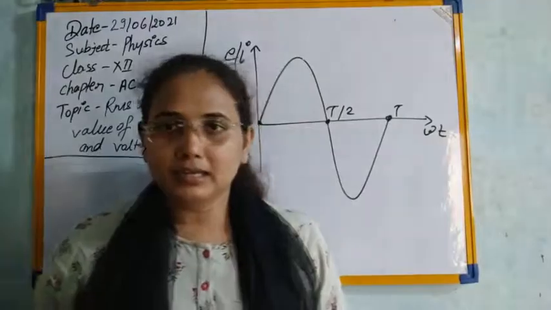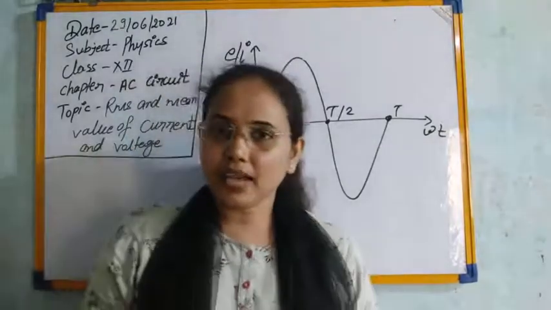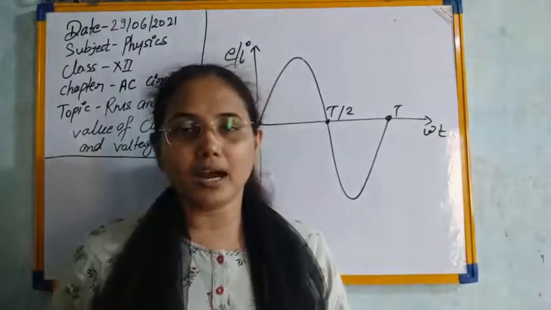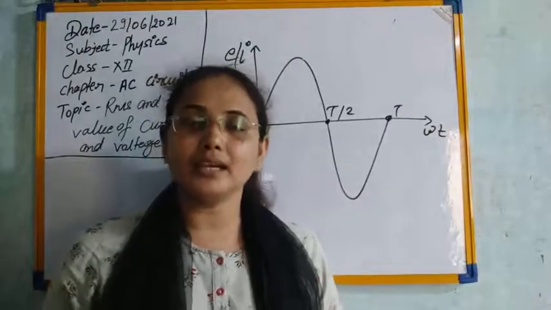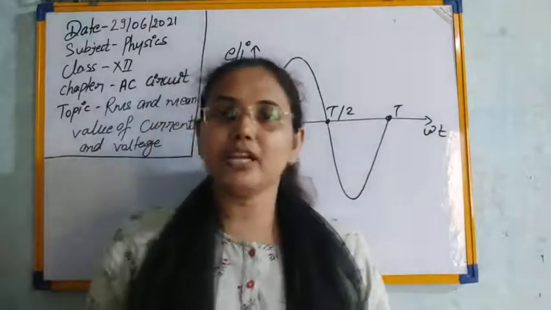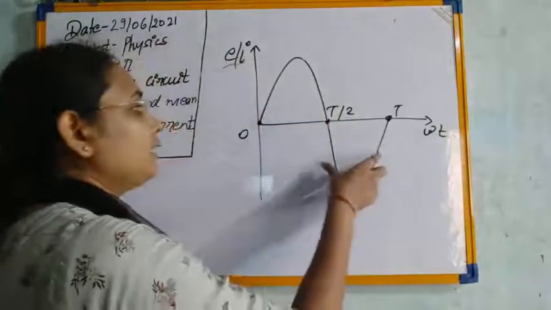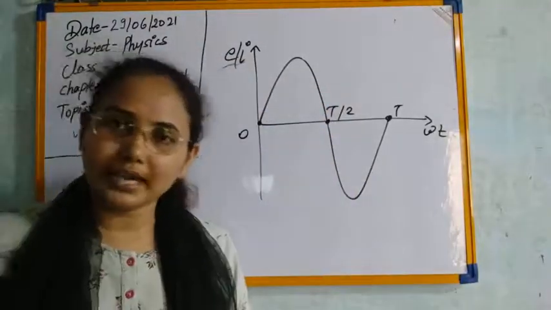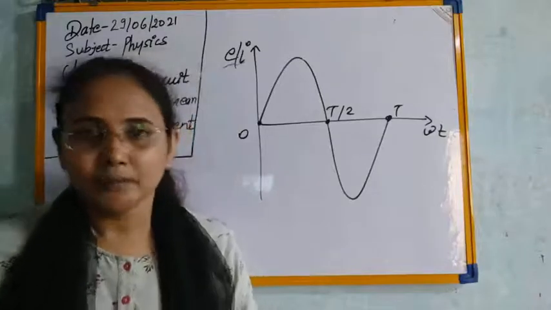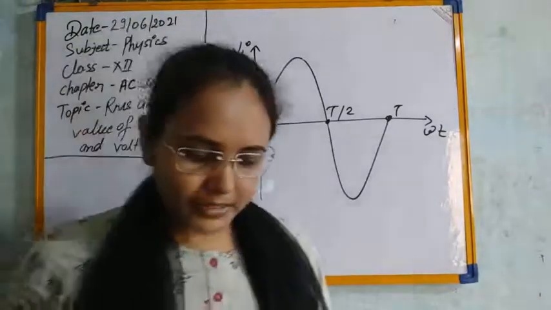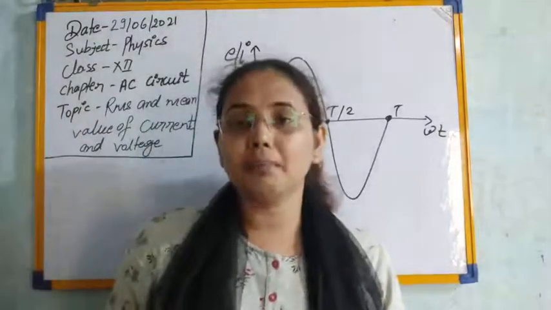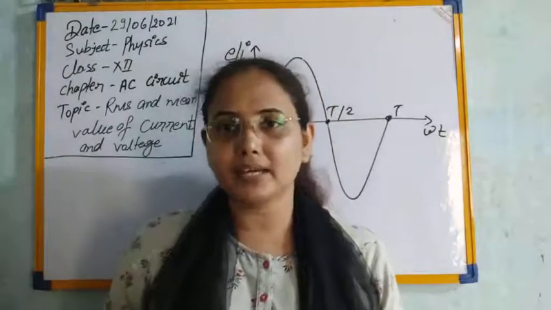Simply, we are trying to convert the complete AC cycle into a DC cycle so that we can find the mean value, because whenever we take the whole cycle, its mean value will be equal to 0, which we already proved in yesterday's class. So let's see the mean or average value of the AC current first.